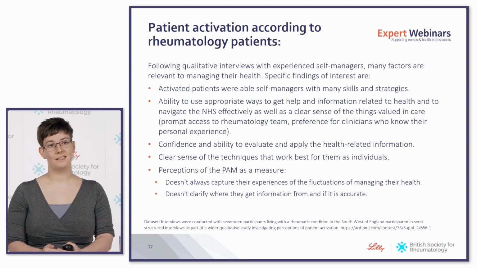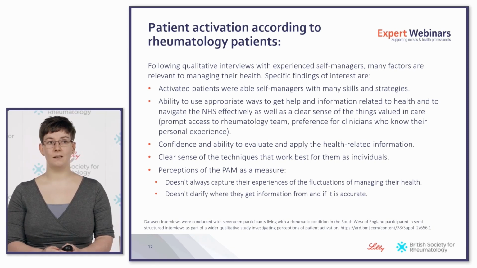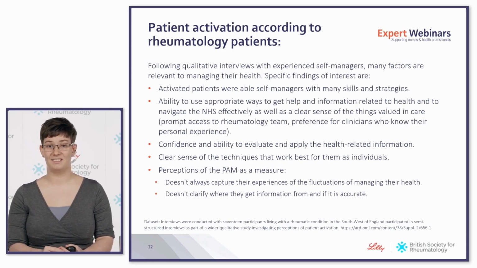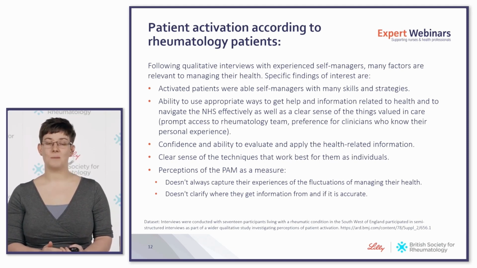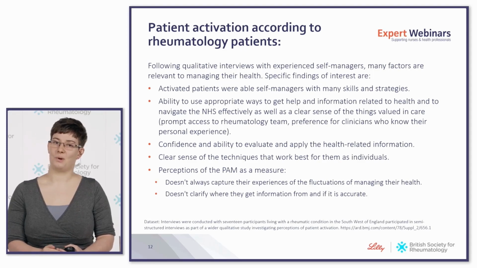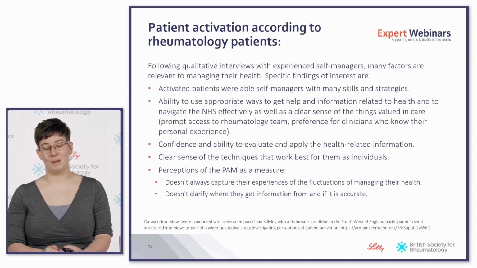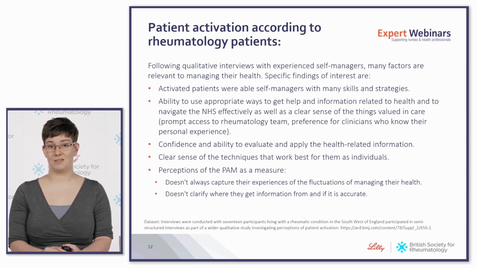However, they did raise several critiques of the PAM that I felt were important to discuss in terms of its relevance with rheumatology patients. One of the items of the PAM asks about how able people are to predict or prevent issues arising with their condition. And a really important point that some of my participants raised was that although sometimes they knew when they had overdone it and they were going to burn out with their condition, they couldn't always predict a flare coming. And sometimes it was a case of being surprised by this. And therefore, it didn't always necessarily capture their experience of the fluctuations that occurred in their health.